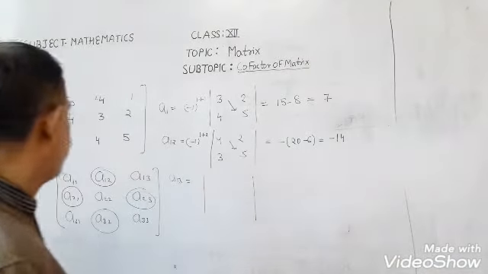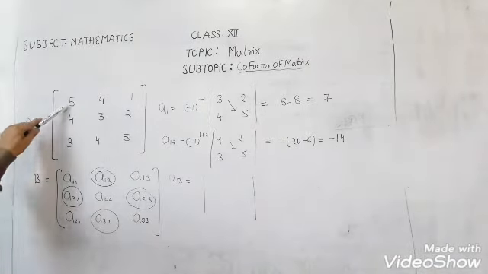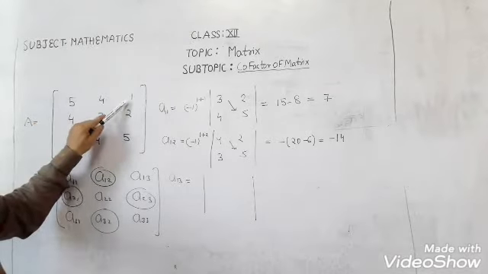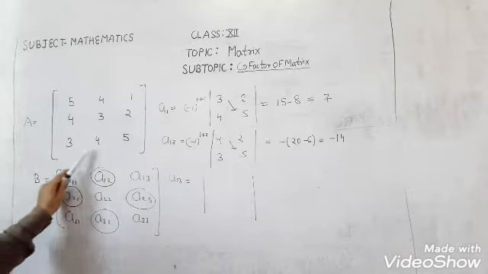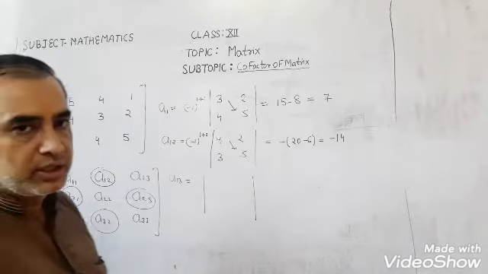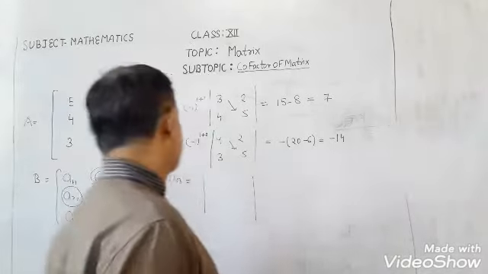For this, we have a matrix given. This is the matrix given: 5, 4, 1 is the first row, 4, 3, 2 is the second row, and 3, 4, 5 is the third row. And we have to find the cofactor of each element of this matrix.